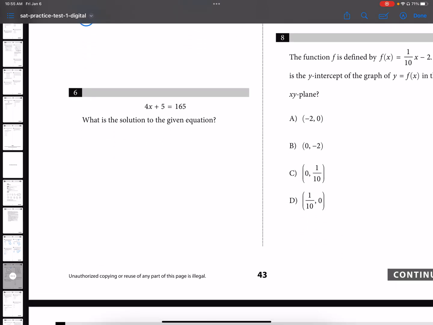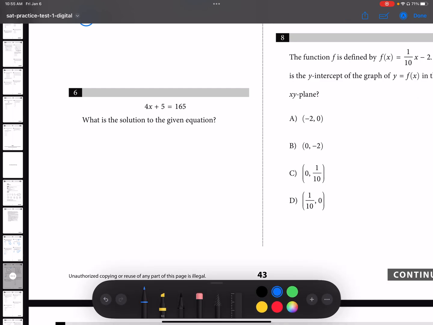Alright, number 6. Here's a solution to the given equation. So 4x plus 5 is equal to 165. We're going to take the 5 to the other side, making it negative. So 4x is equal to 165 minus 5, and 4x is equal to 160. And 160 divided by 4, that should give us 40. So that's our answer.